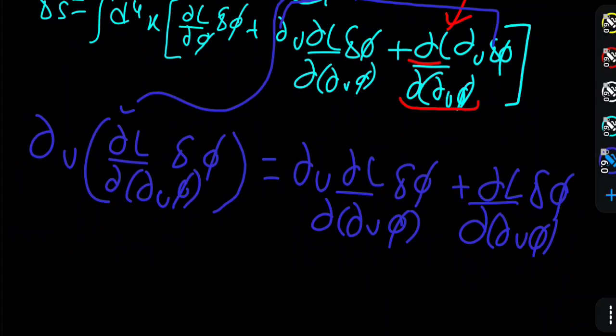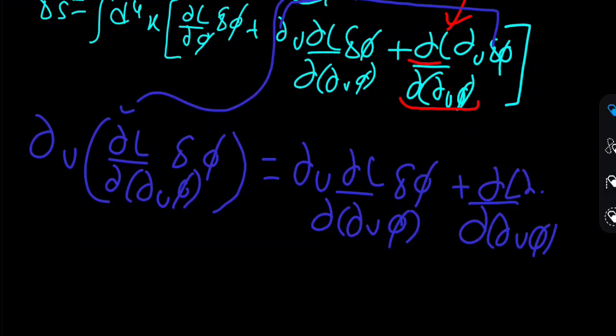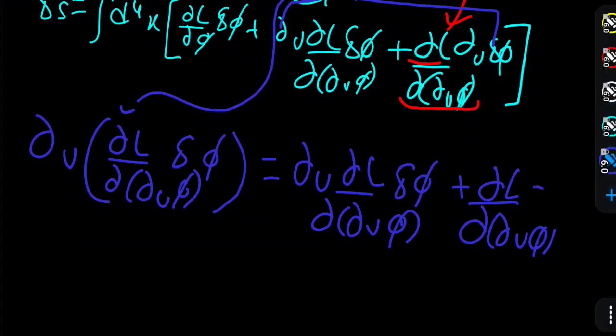I want this. One minute, there is a mistake here, I guess. I have not written here del mu. One minute. Here should be del mu, then a small variation in phi.